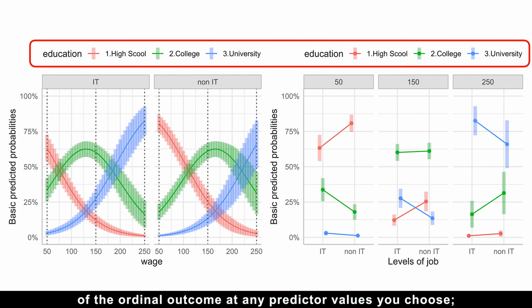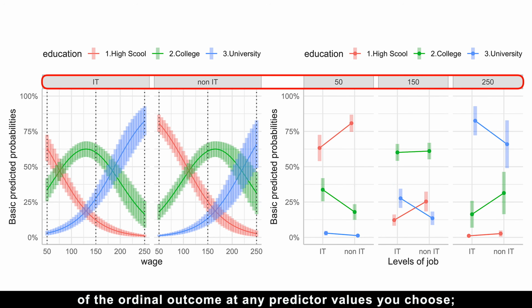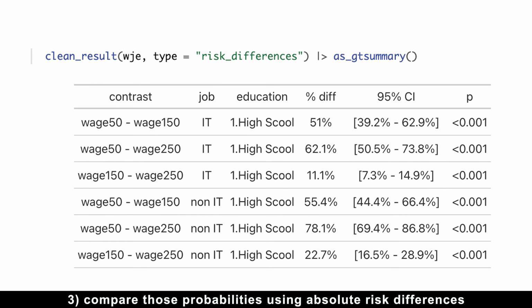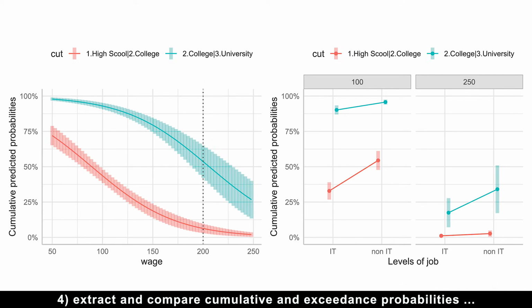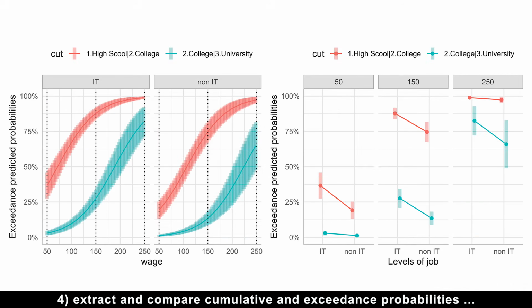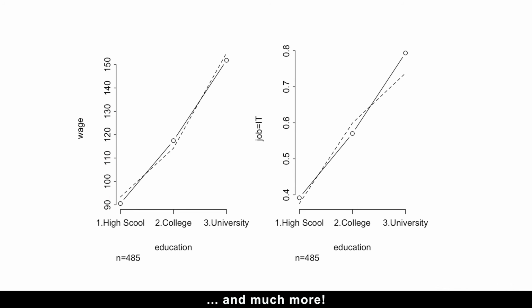level of the ordinal outcome at any predictor values you choose, compare those probabilities using absolute risk differences and risk ratios, extract and compare cumulative and exceedance probabilities, and much more.